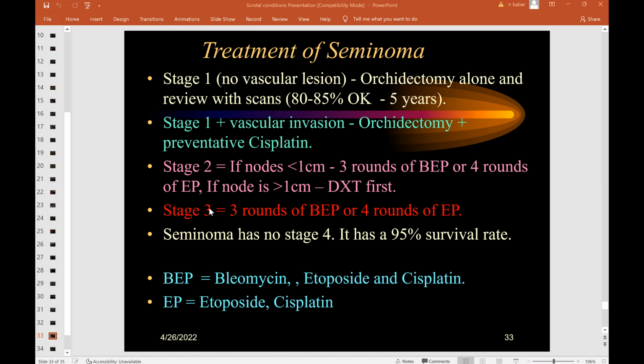Stage 3, 3 rounds of BEP or 4 rounds of EP. Seminoma has no stage 4, and it has a 95% survival rate. So BEP is bleomycin, etoposide, and cisplatin. EP is etoposide and cisplatin. These were also described in 1993 on a major review that I undertook of both seminoma as well as teratoma.